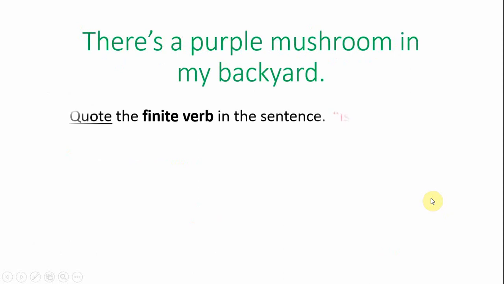Number 3, quote the finite verb. Is, even though is not actually written, it's implied here in theirs. Theirs stands for there is, so I actually write out is because it actually is there. That apostrophe is acting as a contraction.